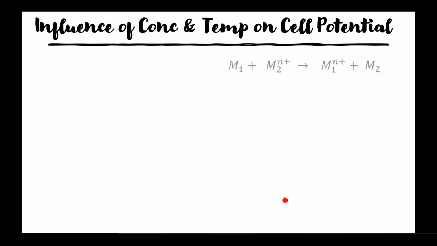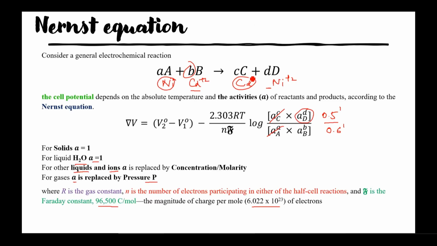Now let's say I have this equation just to make you understand. I have a solid M1 and ions. Sir, one minute, can you give the last slide? Okay sir.